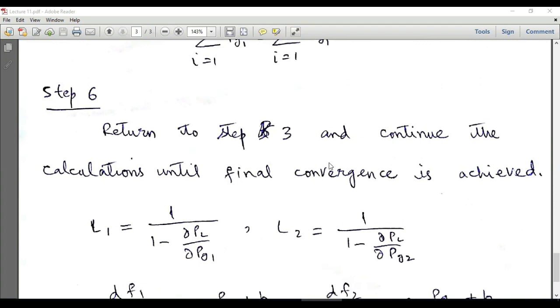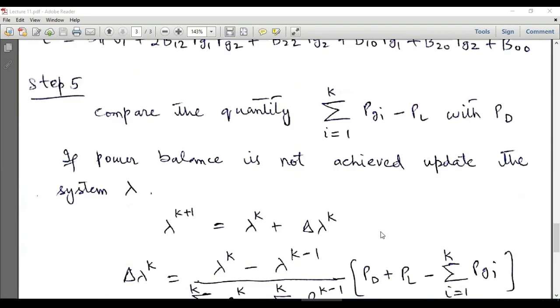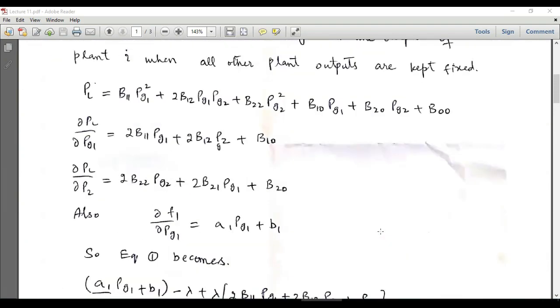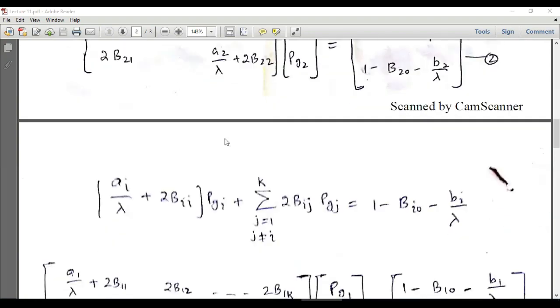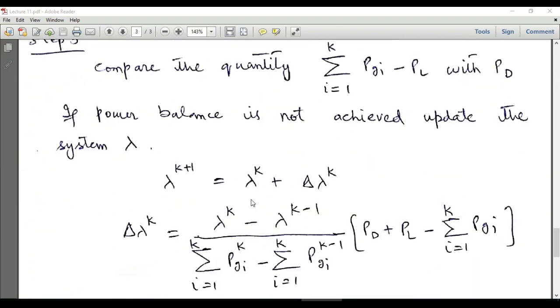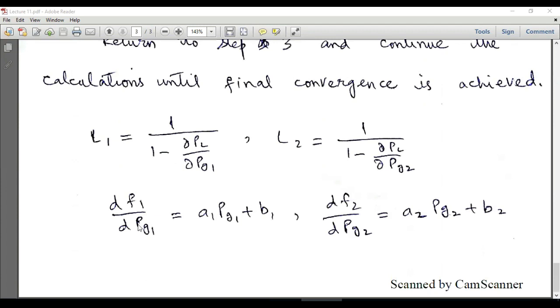After the final convergence, we will calculate the penalty factors of the two generators. L1 will be equal to 1 over 1 minus partial PL over partial PG1. L2 is equal to 1 over 1 minus partial PL over partial PG2. These two partial derivatives have already been evaluated in this step. So this is partial PL over partial PG1, this is partial PL over partial PG2, and L1 and L2, which are the penalty factors, can be calculated. After that, we can evaluate the incremental fuel cost functions of both the generators.